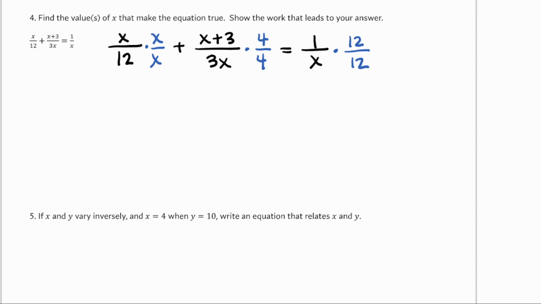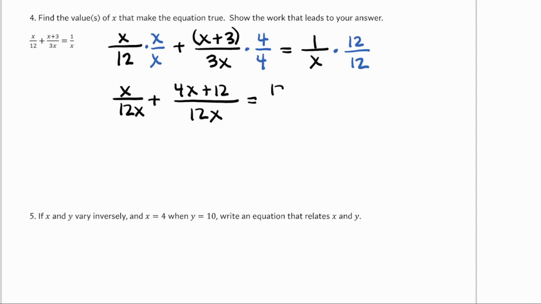But notice that all these fractions in blue, these are just equivalent to 1, so I don't have to worry about changing the value of the fraction. That's what I'm always worried about. So I have an x squared over 12x plus, okay, I'm going to need to distribute the 4 over the x and the positive 3, so it would be 4x plus 12.